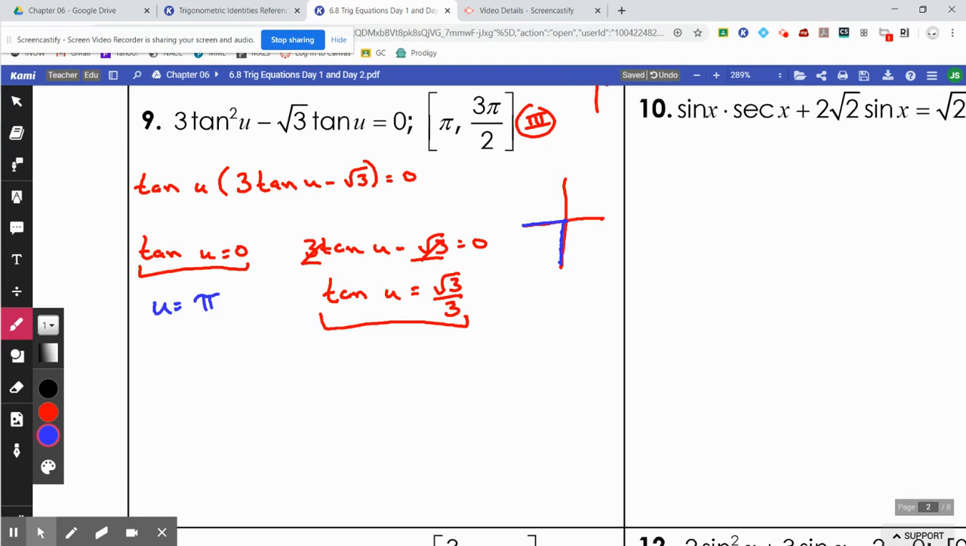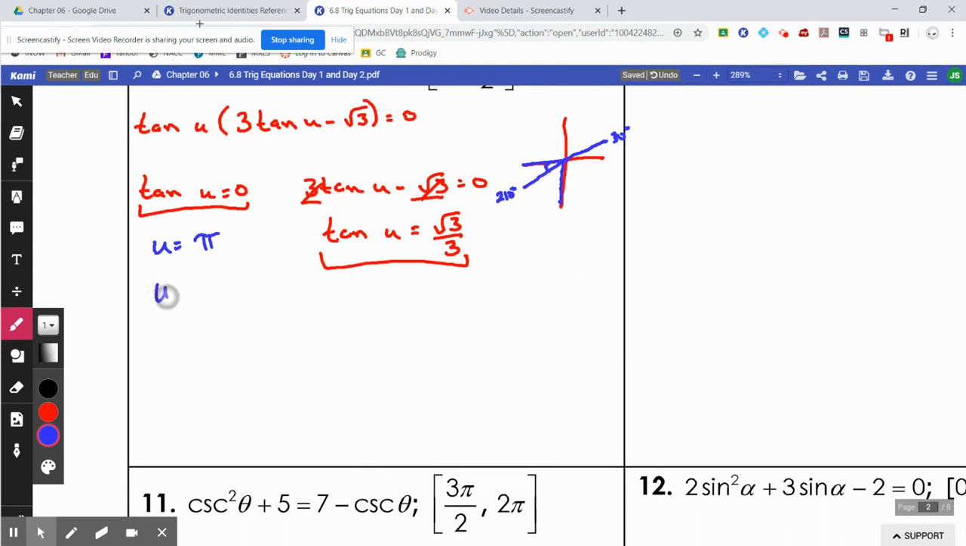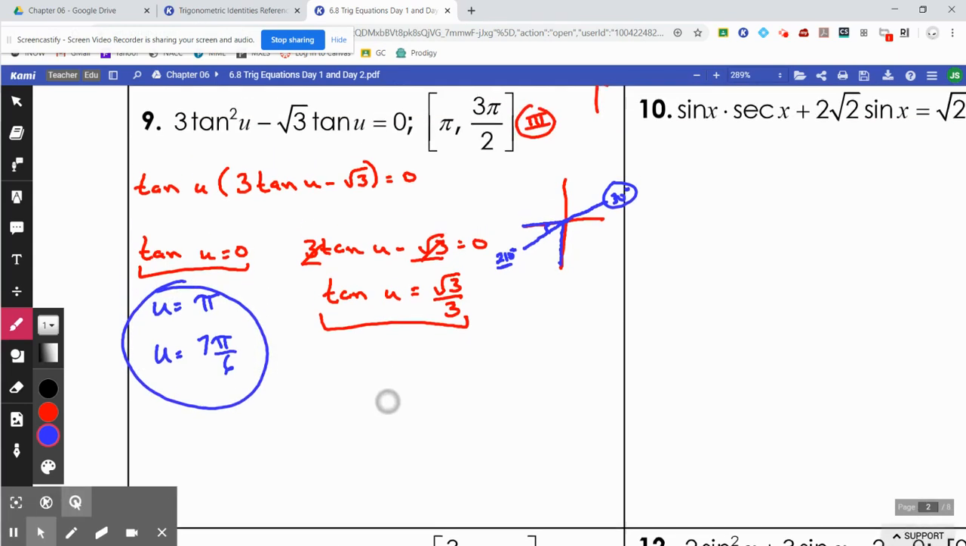Where are we equal to root 3 over 3? Let's look at our reference angle up here. Root 3 over 3 would be a 30-degree angle. So the 30-degree angle beyond the 180 here would be a 210-degree angle. That's going to be my other solution. So my other u, okay, 30 degrees here is pi over 6. So that's my reference. 210 will be 7 of those, so it would be 7 pi over 6. That's my two solutions. Okay, the next one, number 10.